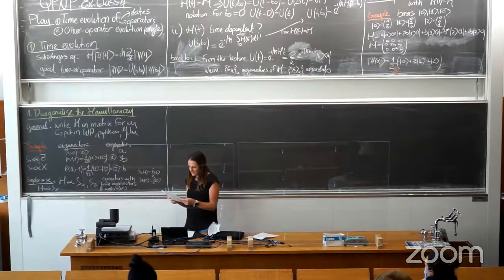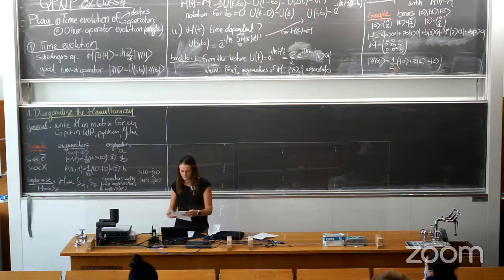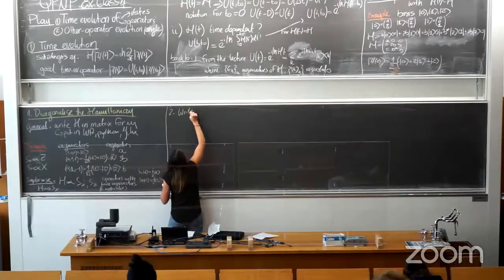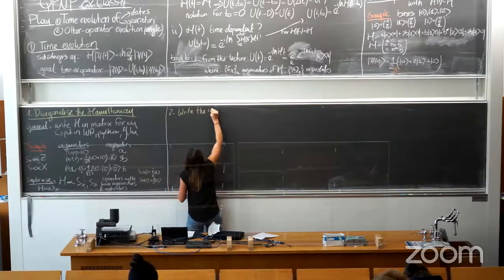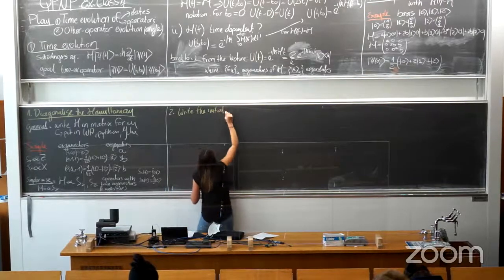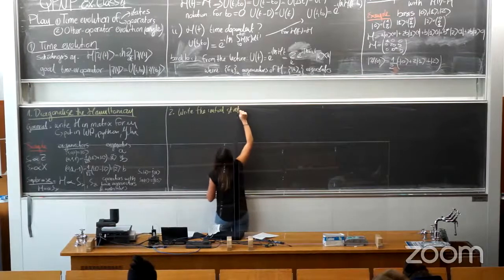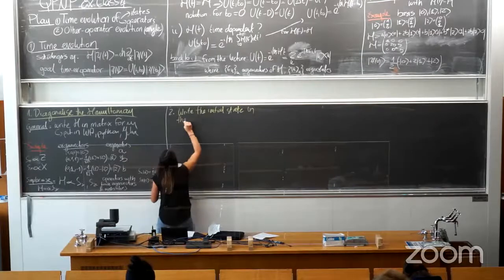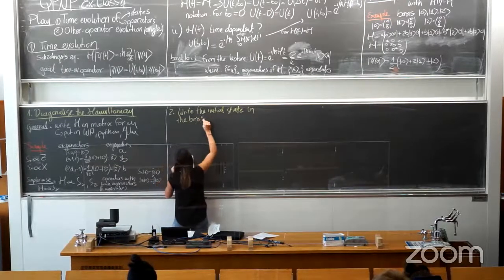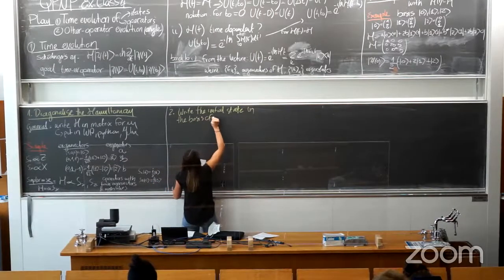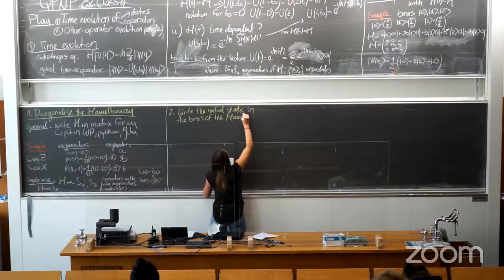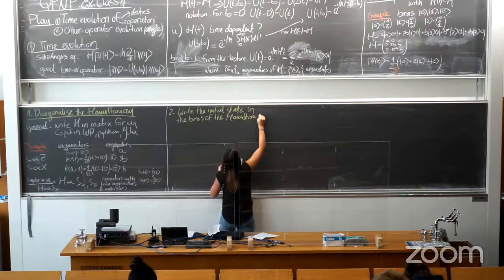Next, we write the initial state in the basis of the Hamiltonian eigenvalues.